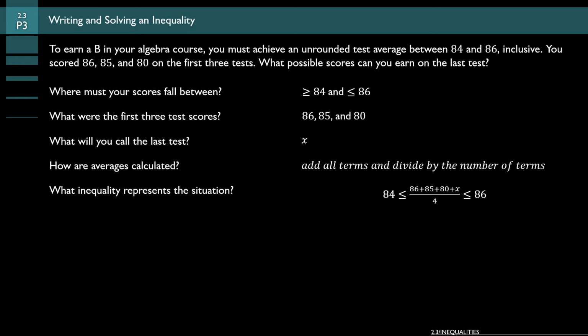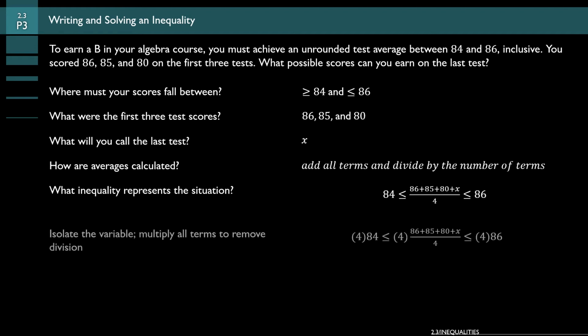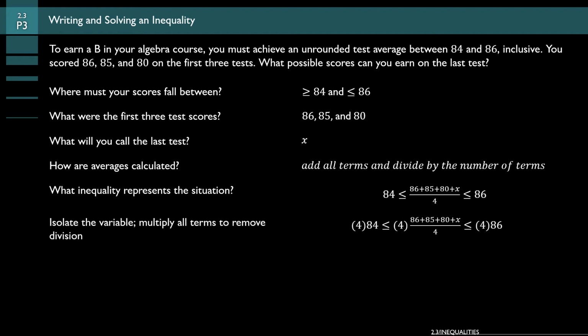Now, where is your variable at? Your variable is in the center section. It's in the numerator, and the entire numerator is being divided by a 4. Before we can do anything else, we have to get rid of that 4. So since the 4 is dividing into the numerator, we're going to multiply everything in this inequality by 4. So 4 times 84, 4 times the whole average in the center, and then 4 times 86.